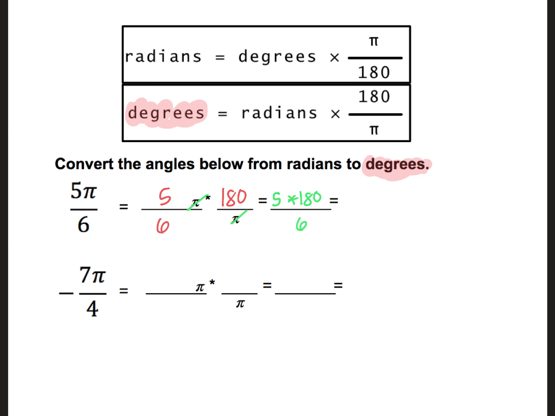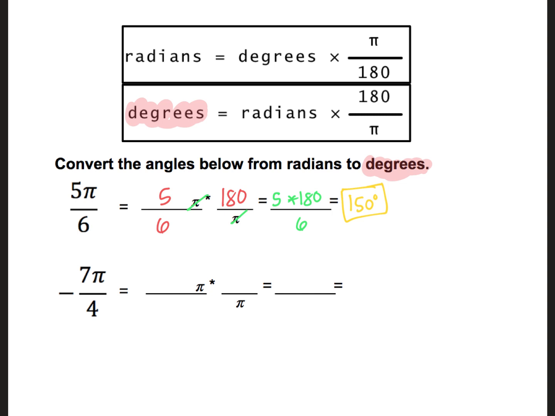I like to multiply across the top, so when I do 5 times 180, I get 900, and then when I divide that by 6, I get 150. So my final answer should be 150 degrees.